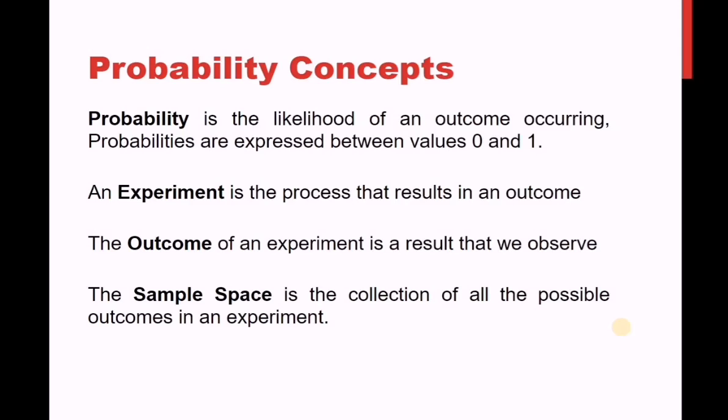There's also the term experiment, which pertains to the process that results in an outcome. And then the outcome of an experiment is a result that we observe. And then finally, the sample space is the collection of all the possible outcomes in an experiment.